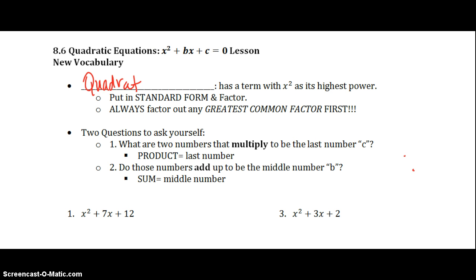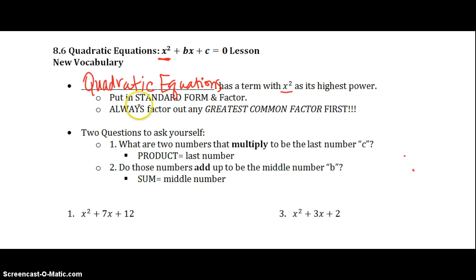Section 8.6 is all about quadratic equations. A quadratic equation has a term with an x squared as its highest power. So everything we're going to be dealing with in this section is going to be quadratic because we're going to have x squared as our highest power.